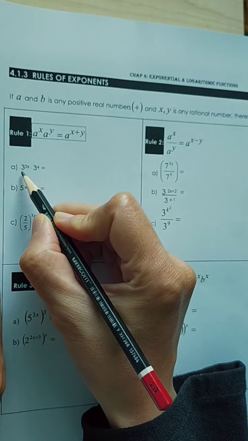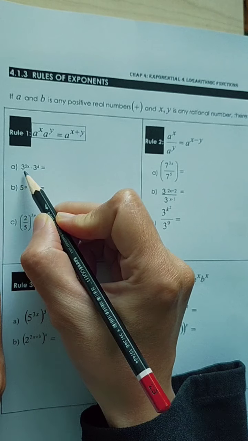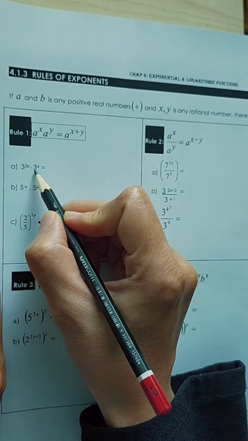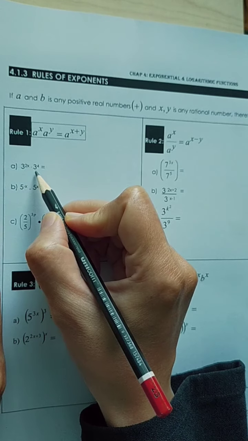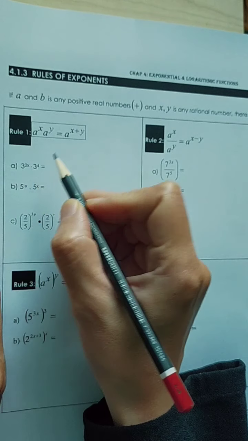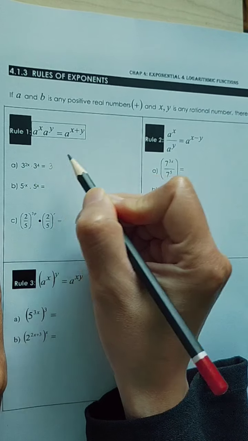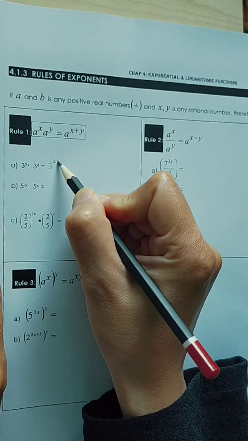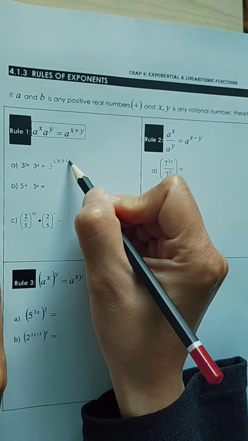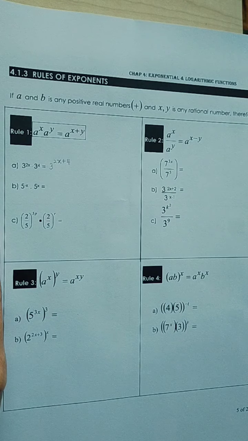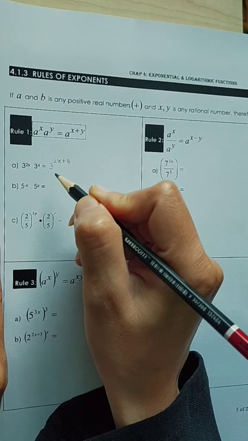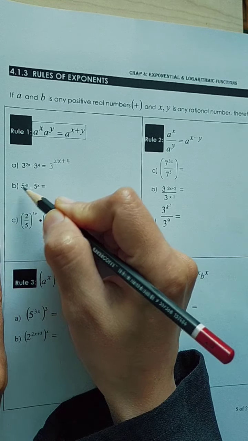Okay, as you can see in question A, the base is the same for both terms. So it's 3 and 3. So basically that's the base. And for the power, you simply add the power. Okay, and you can do the same thing in B.